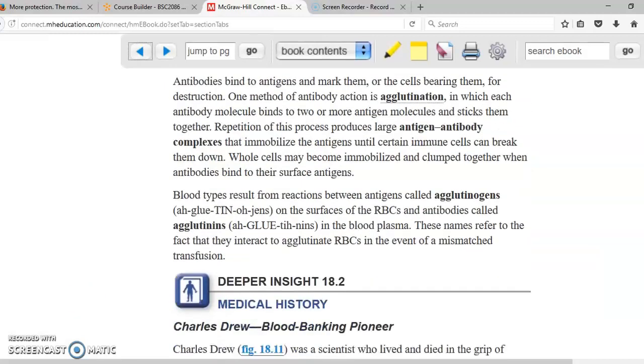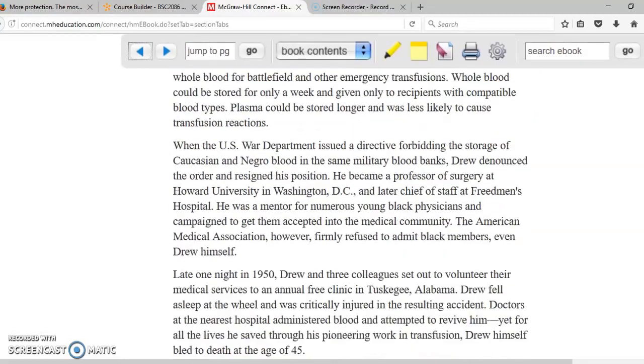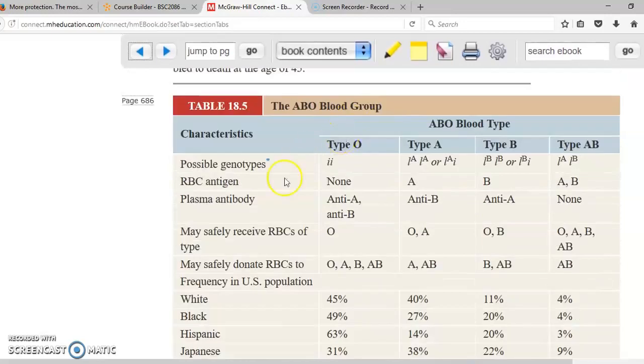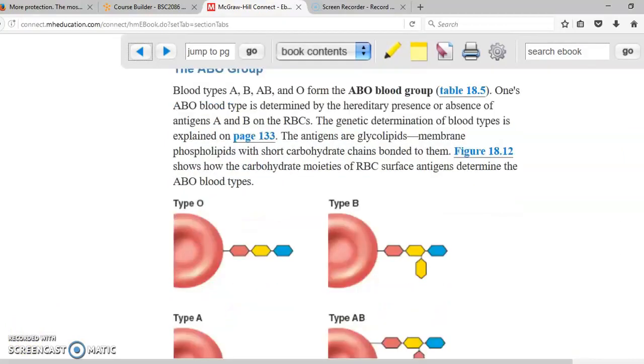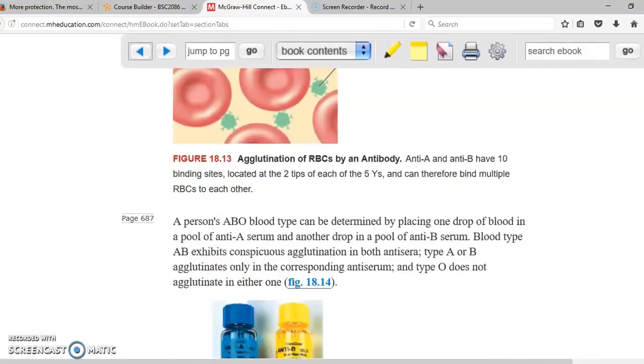Okay, so let's just scroll down. Right here we have medical history. Obviously, we are not going to talk about that. Let's see what's the next topic. Right here we have a table showing us the ABO blood group. Let's take a look at the details of this table by looking at a little video. Let's continue now. The ABO group is still in here. We already looked at all this information.